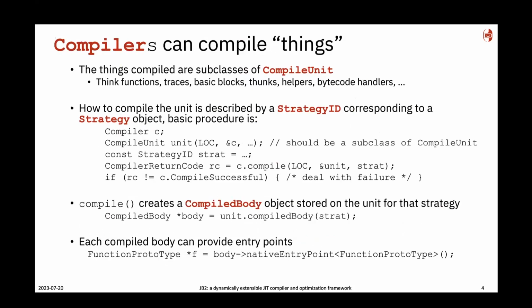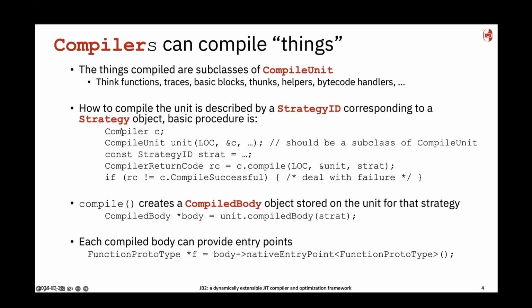All right, so compilers can compile things. That's a very useful statement. But the things that get compiled are anything that subclasses a thing called compile unit, which was the most basic name that I could come up with. I didn't want to use unit because it was too generic. So compile unit, you can think of this like functions or traces or basic blocks or bytecode, whatever unit of compilation you want to have, you can, in principle, create a subclass of compile unit to handle that. And then how it's compiled gets described by a thing called a strategy, which has a strategy ID. All of these things have IDs, actually, but a strategy ID that you can pass around, and then you can request that you compile a compile unit using that strategy.